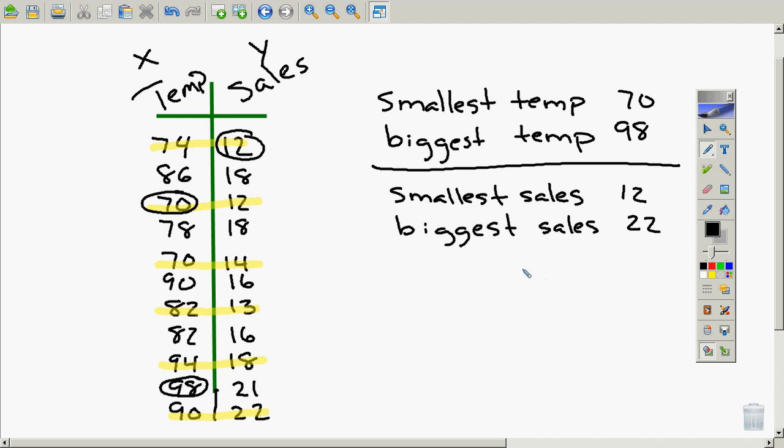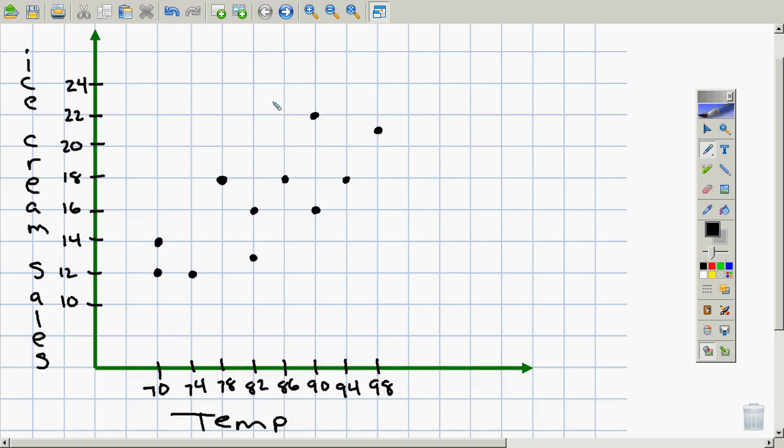So when we plot those, after you get done plotting, they should look something like this. You see down here, I went from 70 to 98. And I didn't go by ones because I thought that would be too much. So I went by fours to get there. And then on my ice cream sales, I went from 10 to 22. I went to 24 actually, but 10 to 22, we really don't need this 24. And I went by twos.